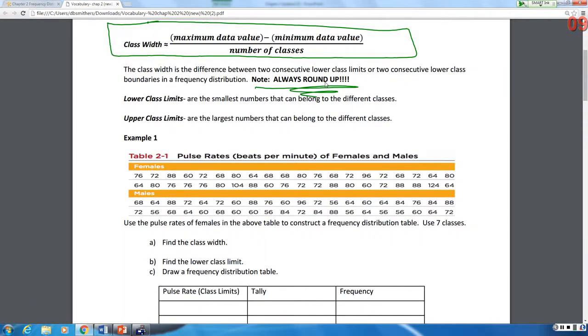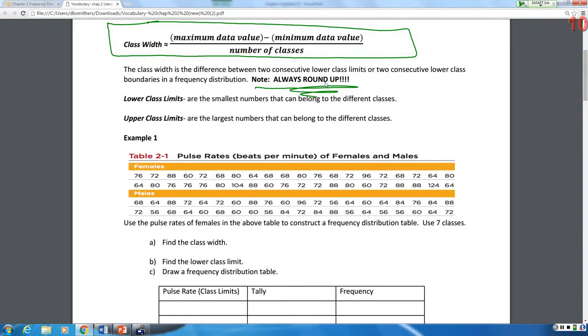Are we getting that now? Why is that? The answer is because sometimes there'll be cases where if you don't always round up, you'll leave out some of your data. Now, not always. Sometimes it'll still fit, but to make sure that all your data fits, we always round up. That's the reason why, okay?